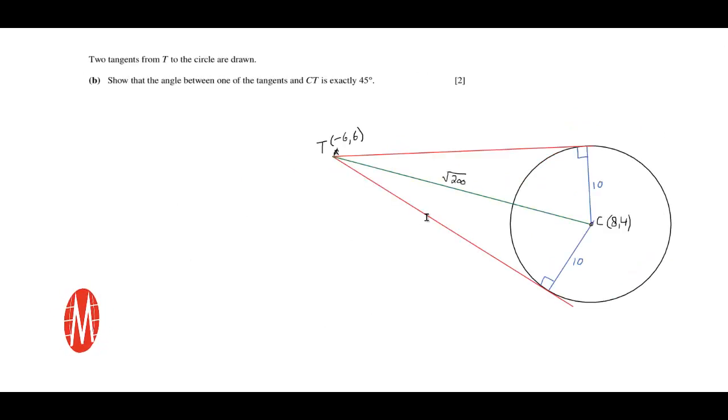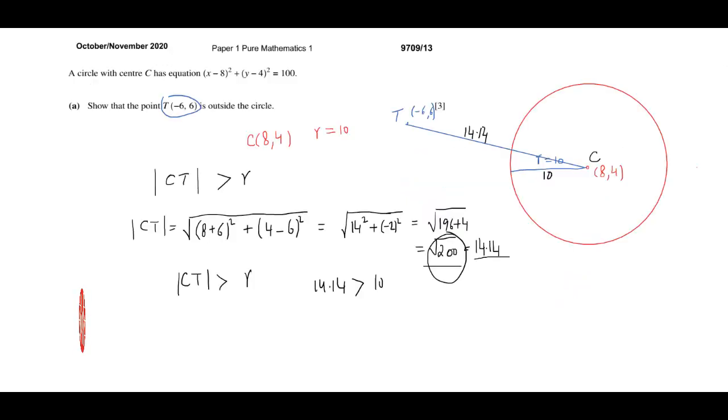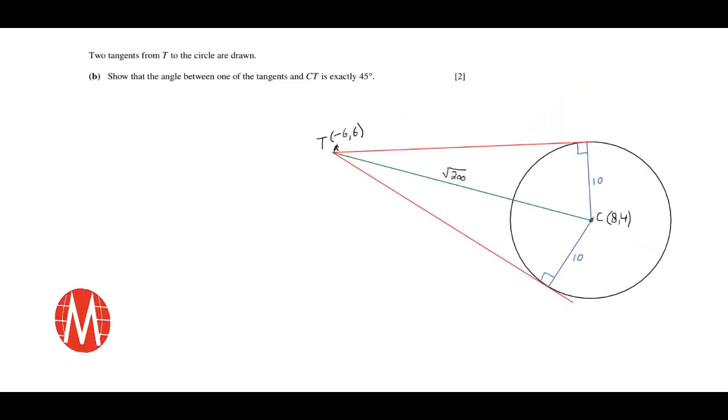So as per our information from part A, the length CT is the square root of 200, or 14.14. So I took the square root of 200 and mentioned it over here. And these two triangles are right angle triangles. This is one right angle triangle and this is the second, and both are congruent right angle triangles. So let me take one of them.